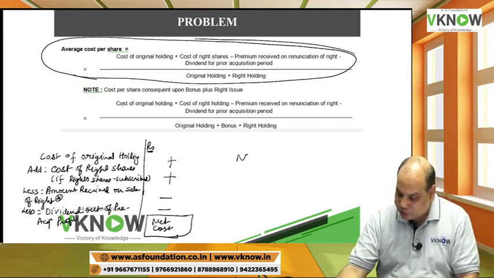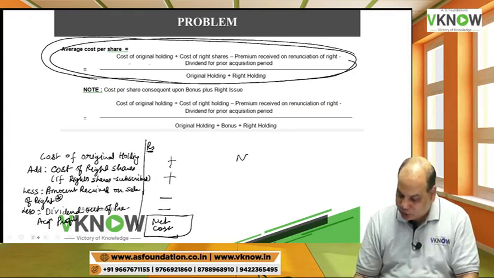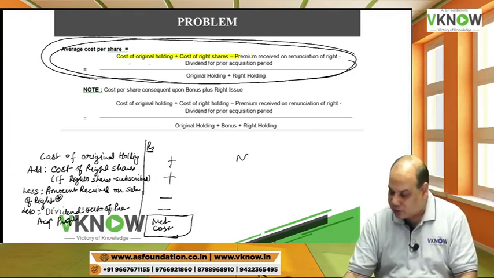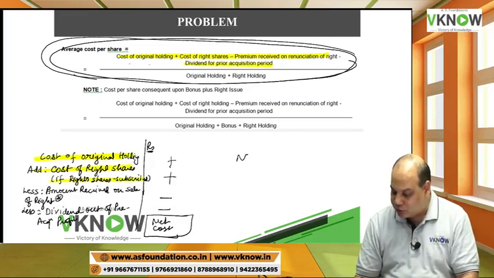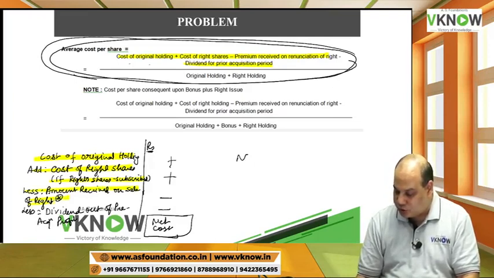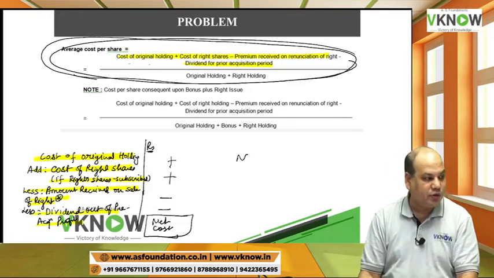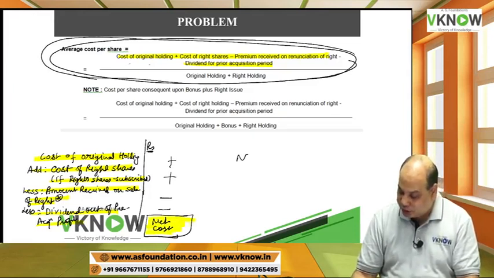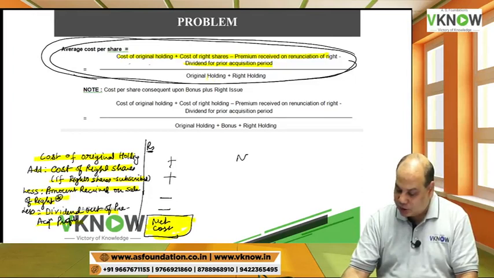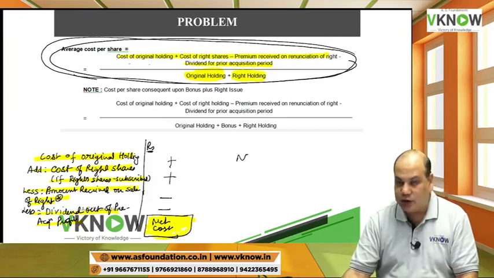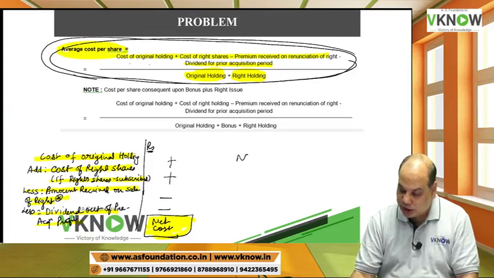The numerator of the formula will be calculated by preparing a small working note like this. All cost of share you will add, rights sold deduct, dividend out of pre-acquisition deduct. This will give me the numerator of the formula, and then divide by original number of shares plus right shares which are subscribed. This will give me average cost per share.